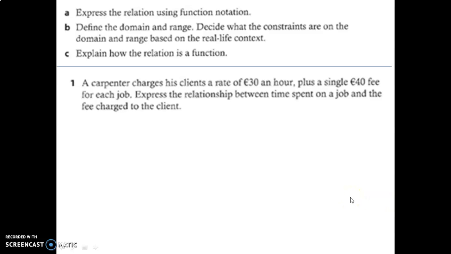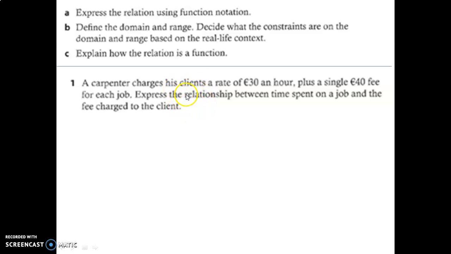Okay, now we're going to look at 3 questions where you're going to follow these steps in each question. You're going to write a function to represent the situation, then you're going to define a domain and range. Domain and range are up to interpretation, so you'll see how that works in this one. Let's look at the first one as an example.